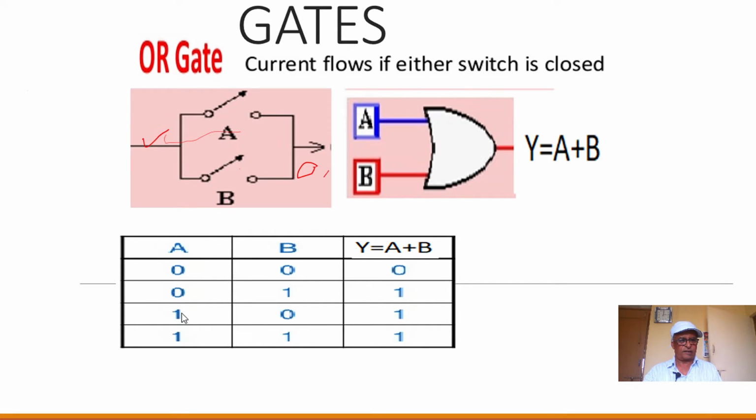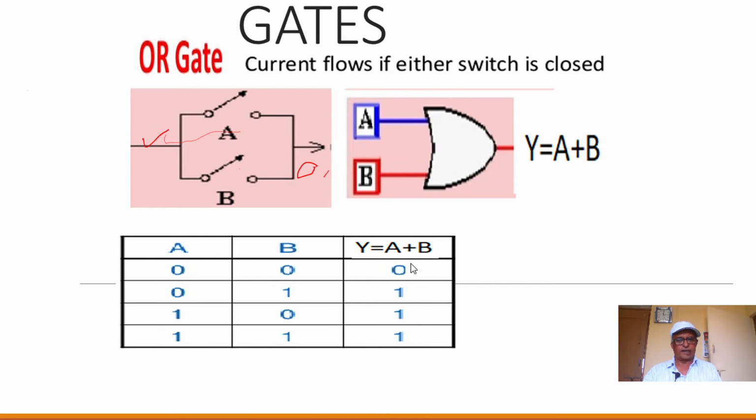Similarly, the same thing is for A is 1, B is 0. In the last case, the fourth case, if A is equal to 1 and B is equal to 1, meaning both switches are on, then also the input gets connected to the output and we get output 1. So this is the truth table for the OR gate. So we can write the definition of the OR gate from this table.